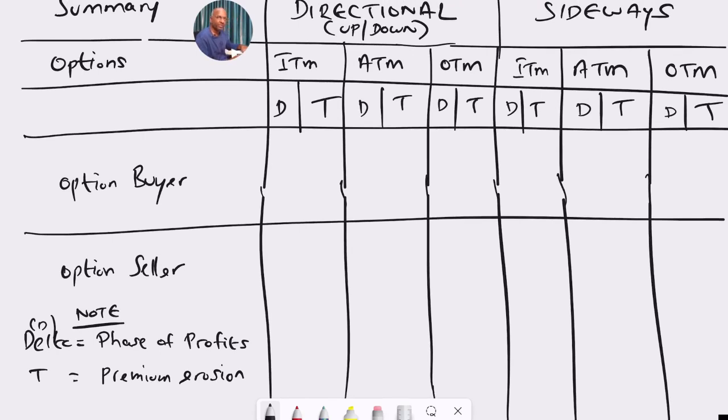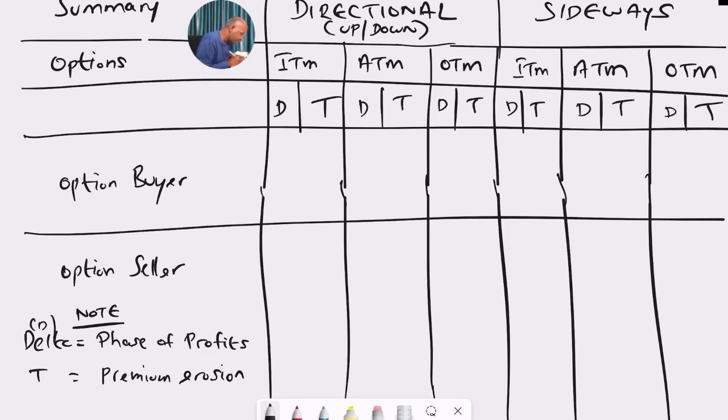Right. To summarize, we have this chart here where we have the directional view and the sideways view of the market in 2 columns, and below it we have in the money, at the money and out of the money options. On the left side we have option buyer and option seller. So basically we are trying to understand which of these options would be beneficial for an option buyer or an option seller under different circumstances.